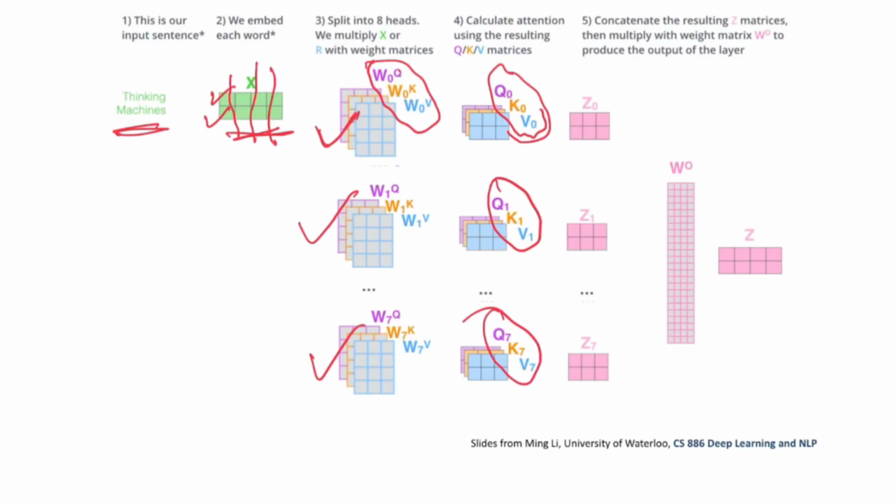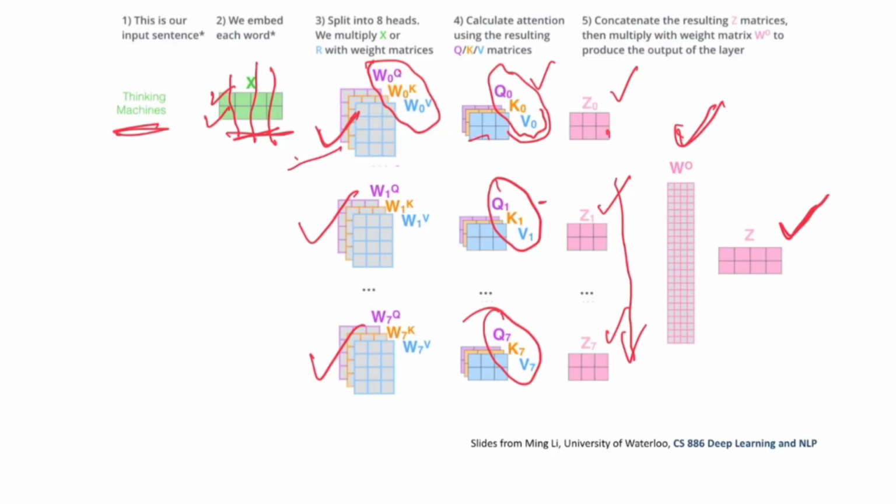Q7, K7, and V7. And then from the first part, you are getting Z0, that's the sub vector. Again, from the next you are getting Z1, then up to Z7, and then you are concatenating all of these and applying one fully connected layer. That will give you the final set. So this is multi-head.